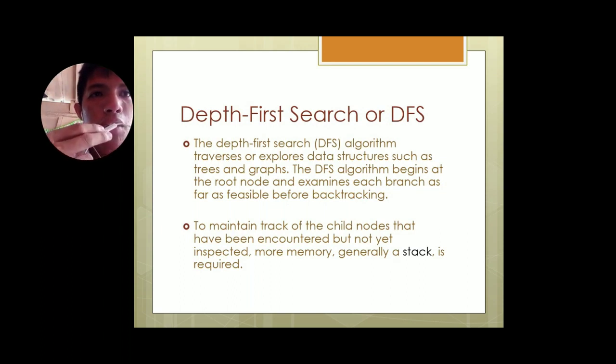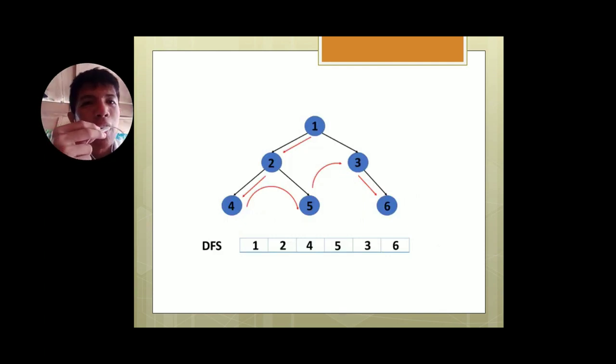Next is depth first search, or DFS. The depth first search algorithm traverses or explores data structures such as trees and graphs. The DFS algorithm begins at the root node and examines each branch as far as feasible before backtracking. To keep track of the child nodes that have been encountered but not yet inspected, more memory, generally a stack, is required. So DFS goes 1, 2, 4, 5, 3 and 6. Or if we start from the right, 1, 3, 6, 5, 2 and 4.